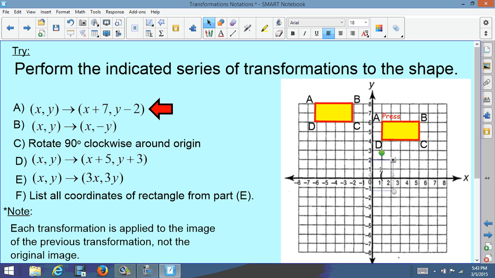1, 4. So that's point D. All I have to do is what the rule says, make y its opposite. Leave x alone and leave D and take the y and make it the opposite. So my x would be 1 and my y would be -4. So that would be where point D is.